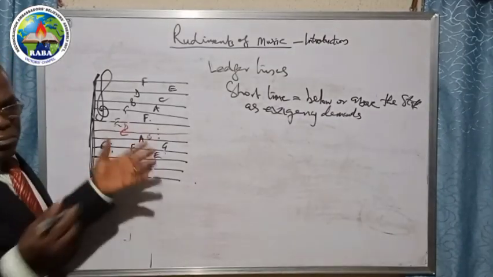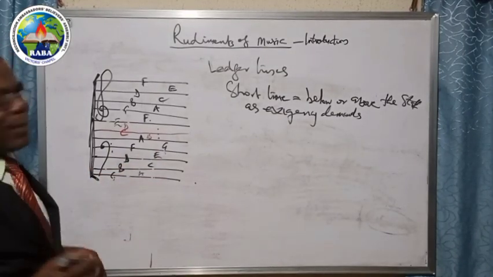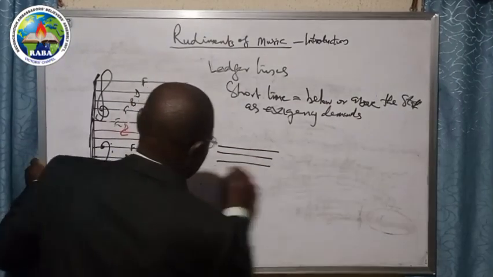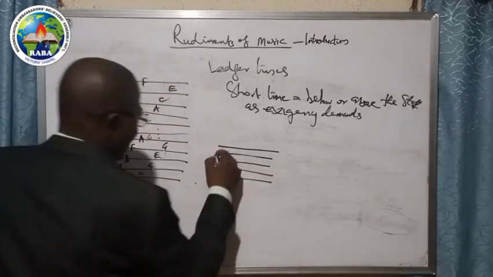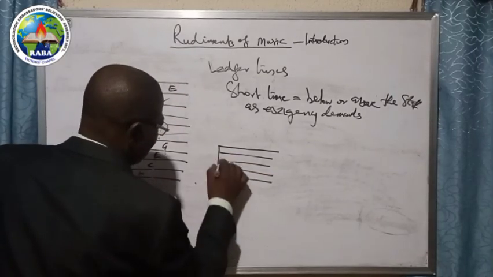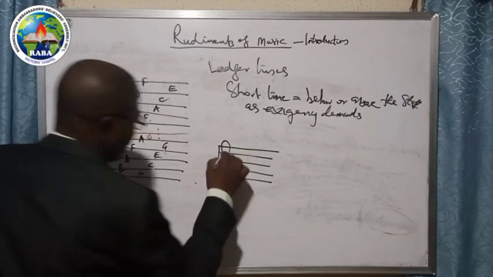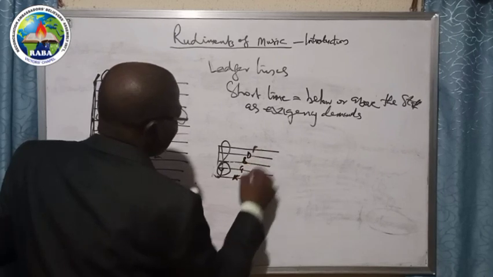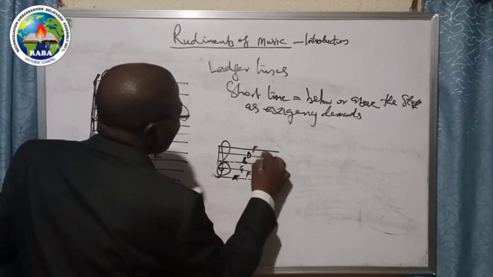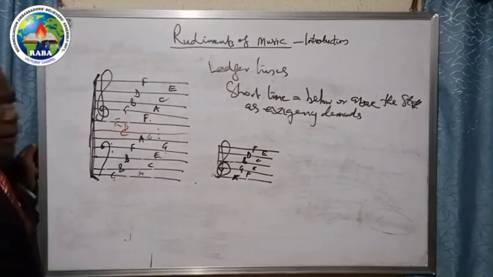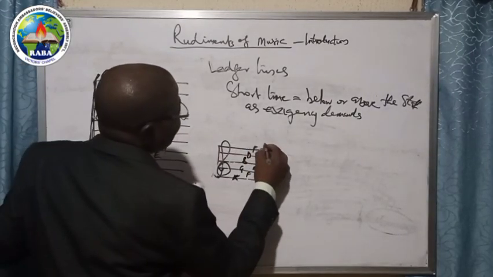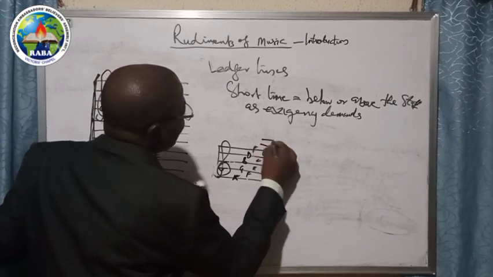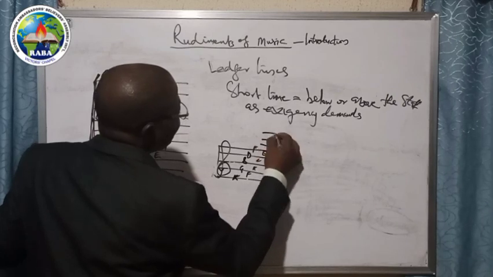Let us, for purpose of example, create 3 lines. Okay, let me quickly write another one because of the space I want to use here. You have the F, A, C, E. I don't need to explain this one again. Now, we are talking of ledger. Let us create 3 ledger lines, the first ledger line, the second ledger line, and the third ledger line.